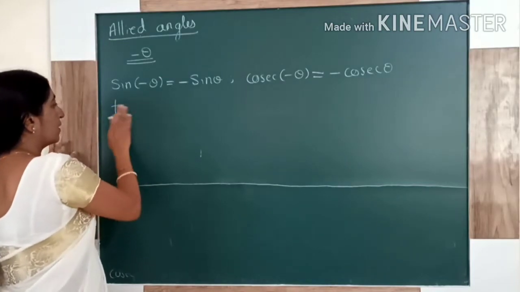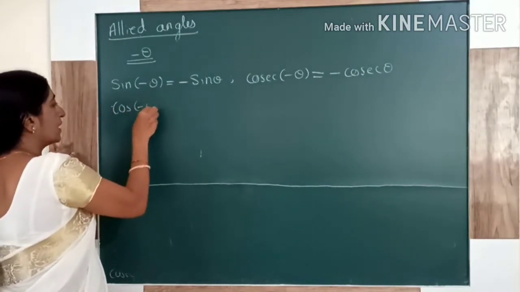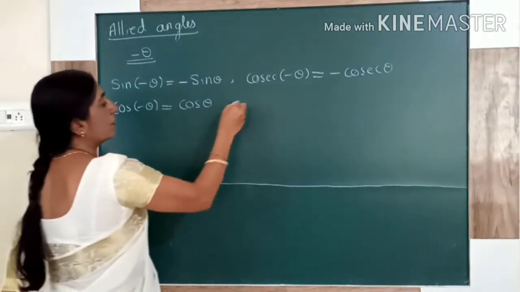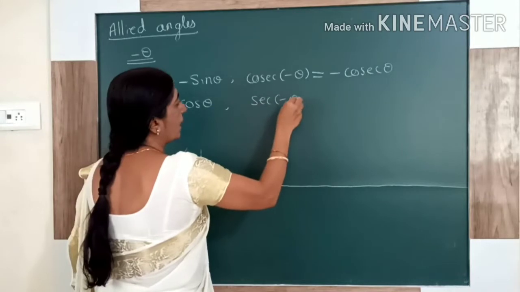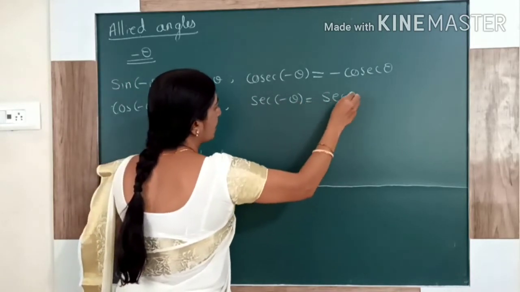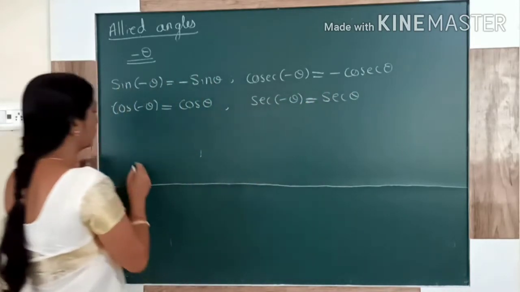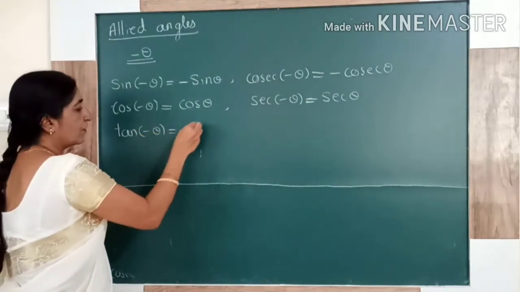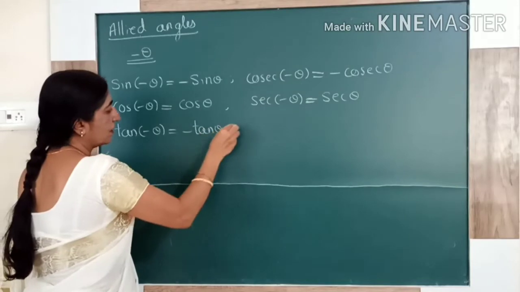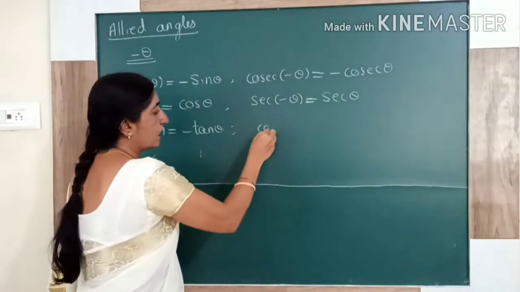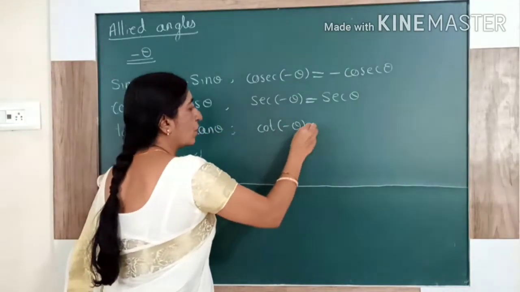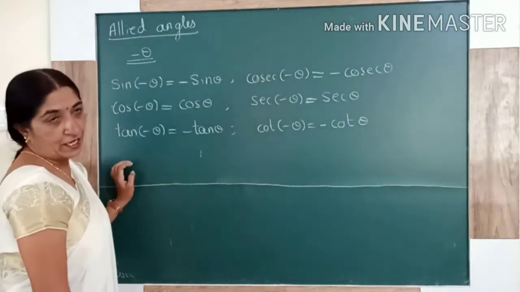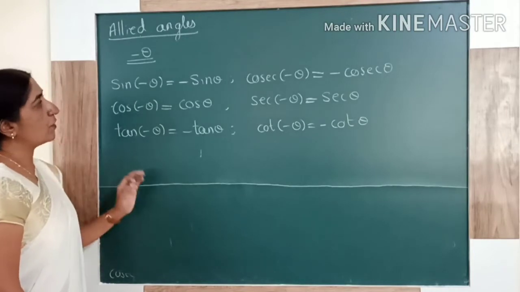Then cos of minus theta will be cos theta. Note down this, it is positive. Then sec of minus theta will be sec theta. It is also positive. Come to the next. Tan of minus theta will be minus tan theta. If tan is negative, what about cot? Cot of minus theta will be minus cot theta. So these are the basic 6 you have to remember.